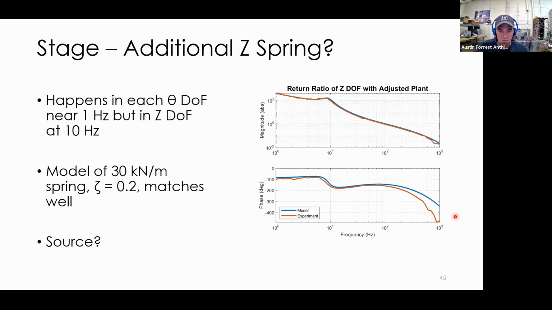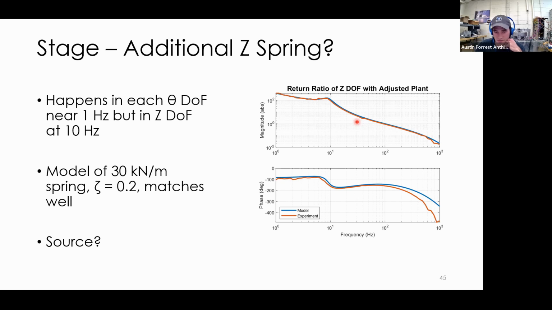Another question I'm still thinking about, which I had mentioned earlier, is this, especially in the Z degree of freedom, a low frequency difference from what I expect. So it turns out when I added into the model, instead of a free mass, a mass spring damper, then I could tune it and it would look basically exactly like the data. So there is a spring somewhere in my system.